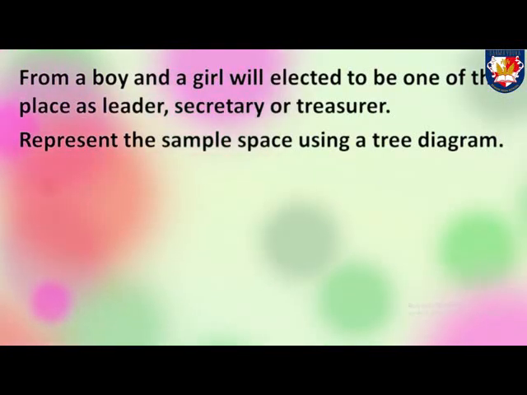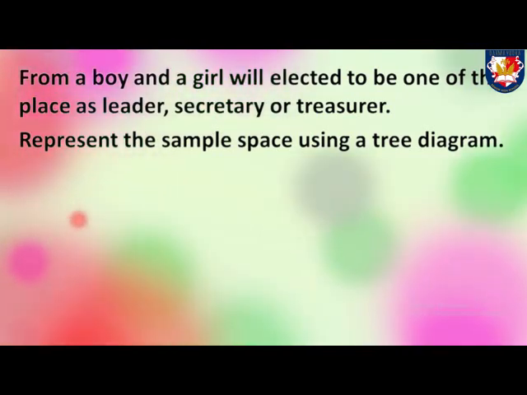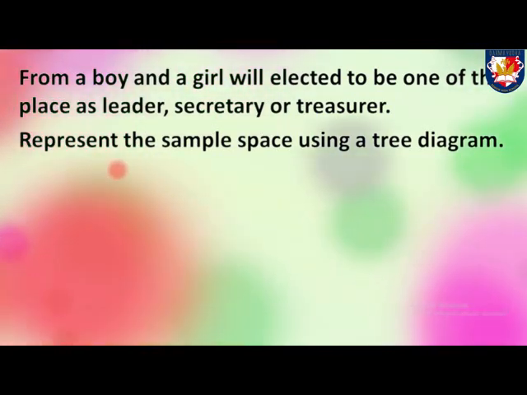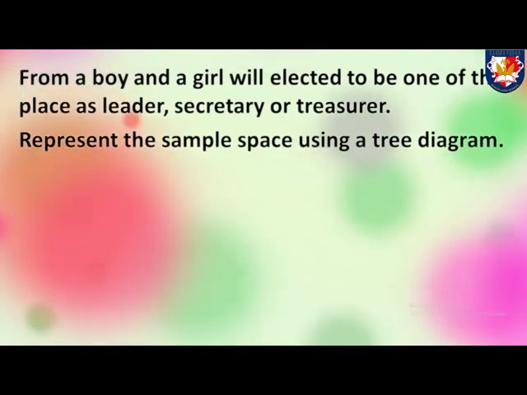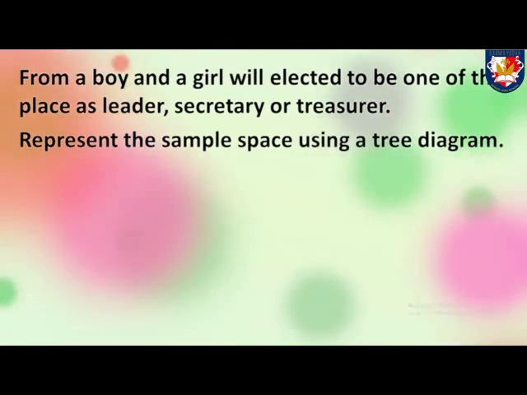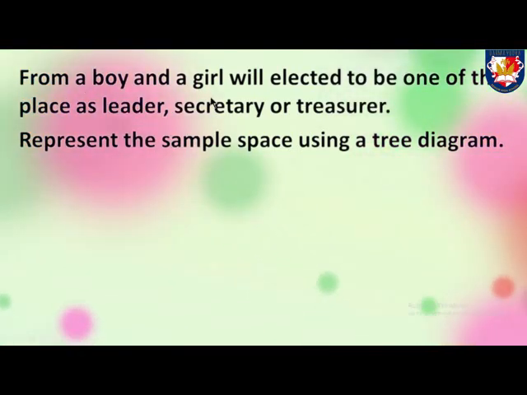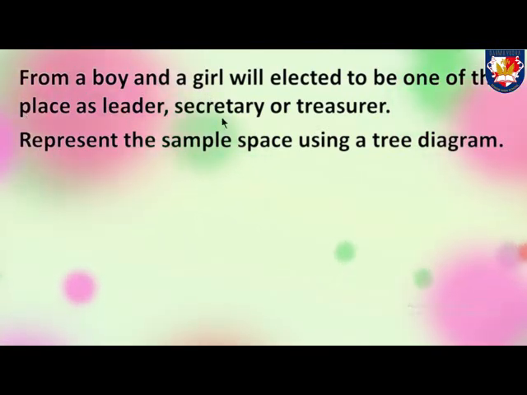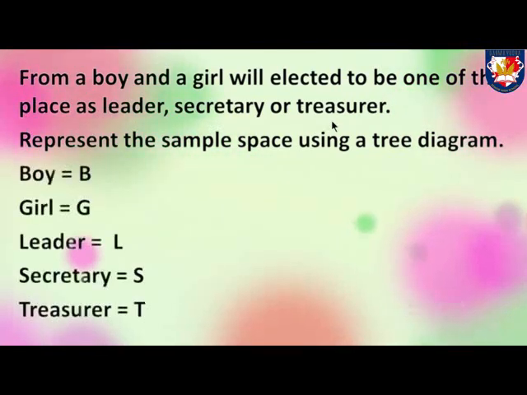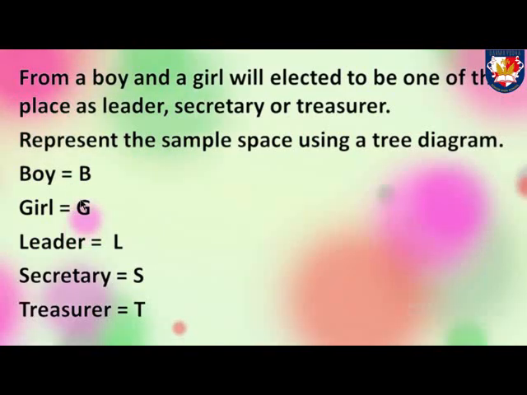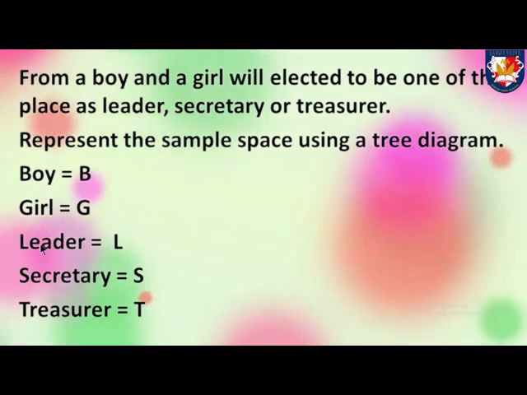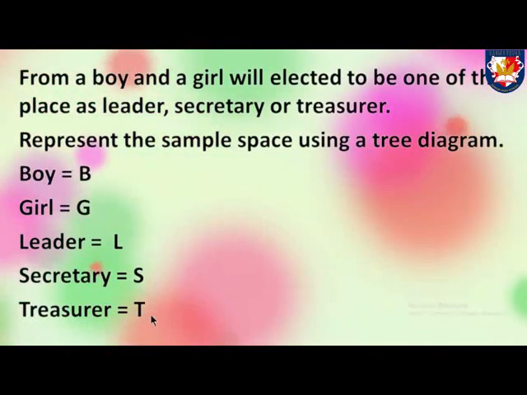Next example. A boy and a girl will be elected to one of the places as leader, secretary, or treasurer. Represent the sample space using a tree diagram. So, we have 2 possibilities, boy and girl, and 3 possibilities for the place: leader, secretary, and treasurer. Let B be boy, G be girl, L be leader, S be secretary, and T be treasurer.